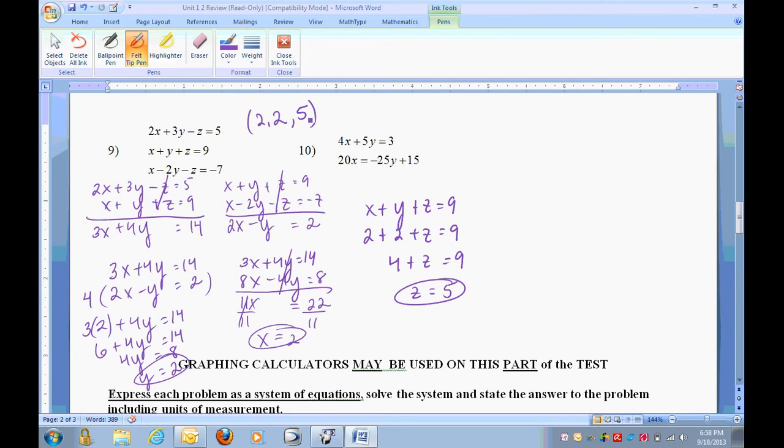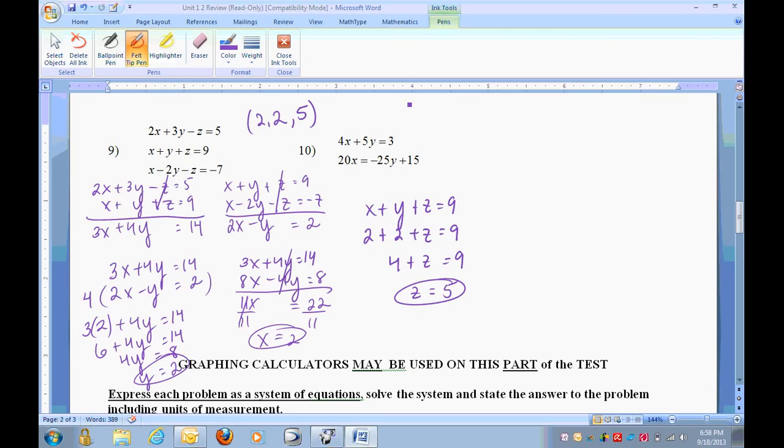So the key there was taking two equations and eliminating a variable, and then taking one of those equations and the third equation that you didn't use the first time and eliminating the same variable to give you two equations with two variables, so you set up a two-variable system of equations. Then you just continue to find values and plug them in to solve.